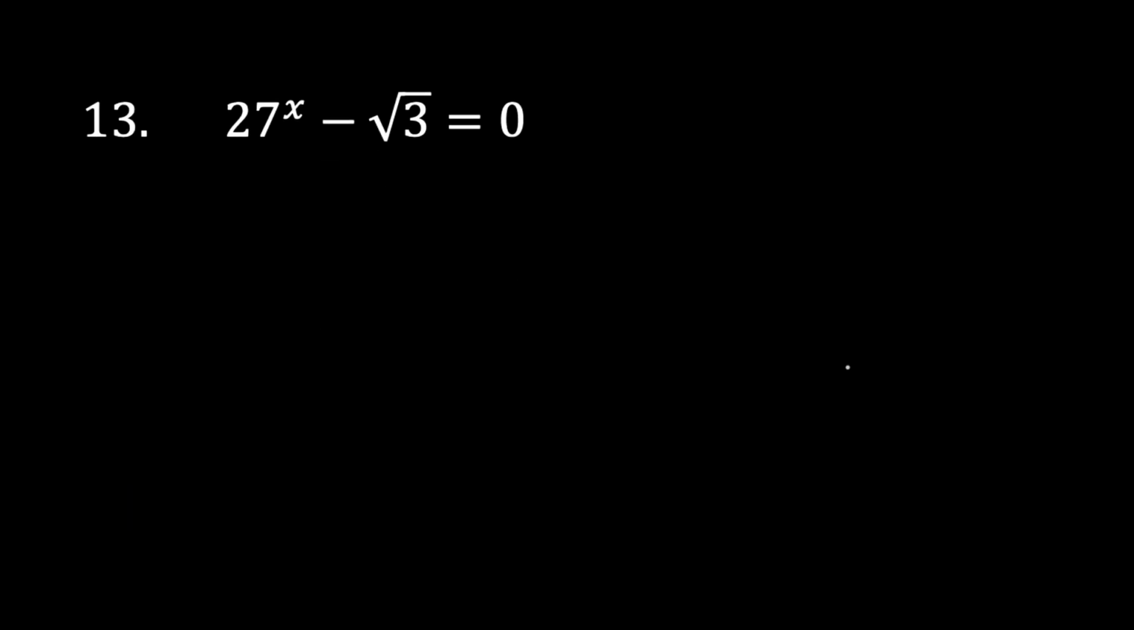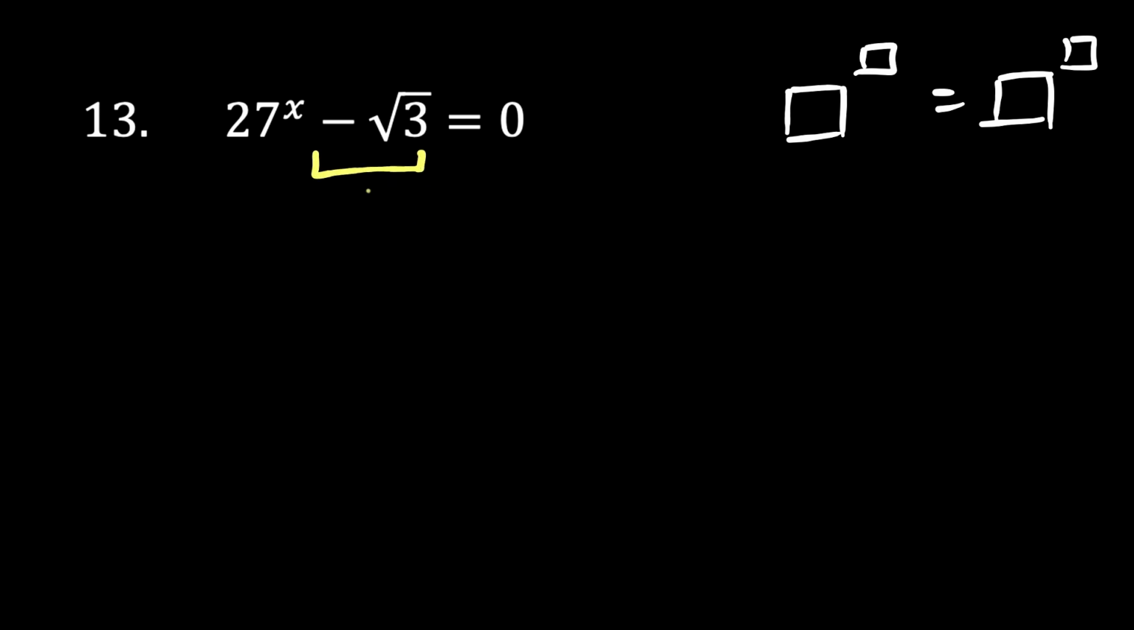All right, number 13, seems like they're messing with you a little bit because it's not an equals anymore. We have subtraction. Remember, our goal is to have a base to a power equaling a base to a power. We don't want subtraction. We don't know how to work with that. So what we want to do is move this over to the other side. So we're going to have 27 to the x equals, and if we do that, we're just adding it.